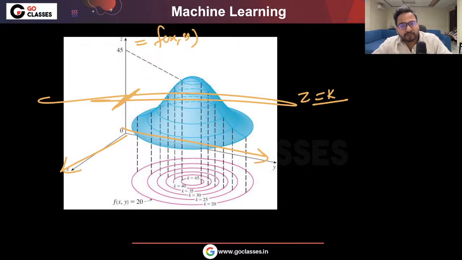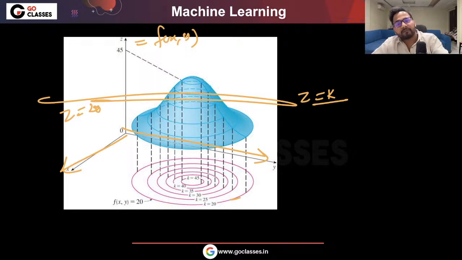Which means that suppose you're cutting here, and here z is 20. Then you will be getting one circle. All the points on this circle will have z equal to 20 only. So suppose you are cutting at 20, then all the points on this circle will have z equal to 20. Okay, all the points on this circle. Are you getting it a little bit?